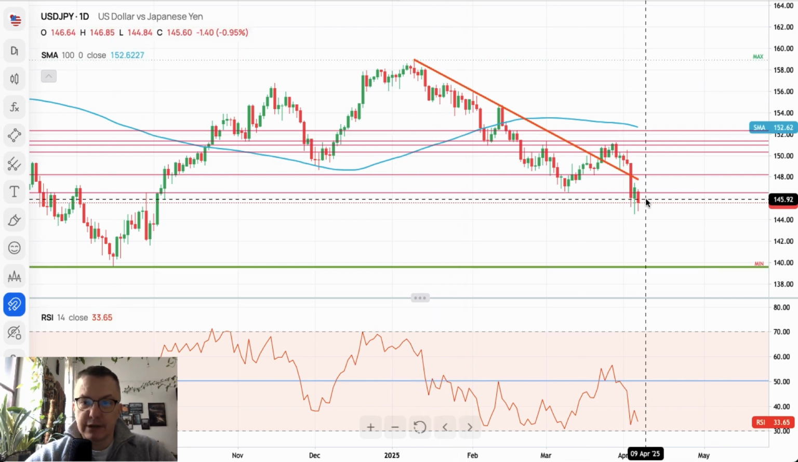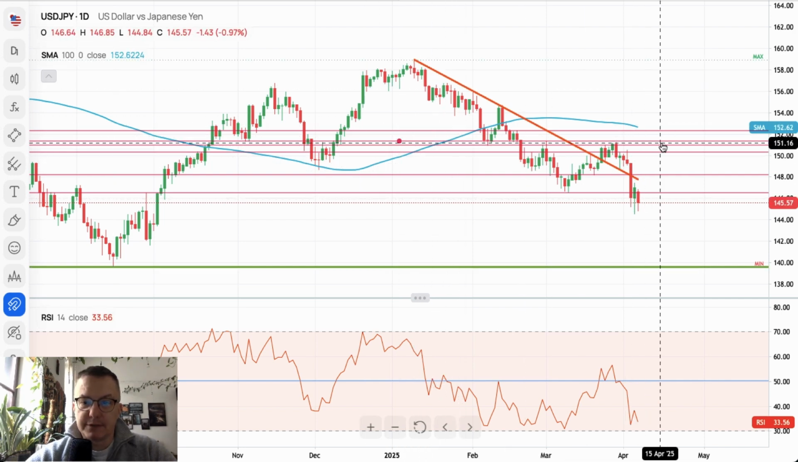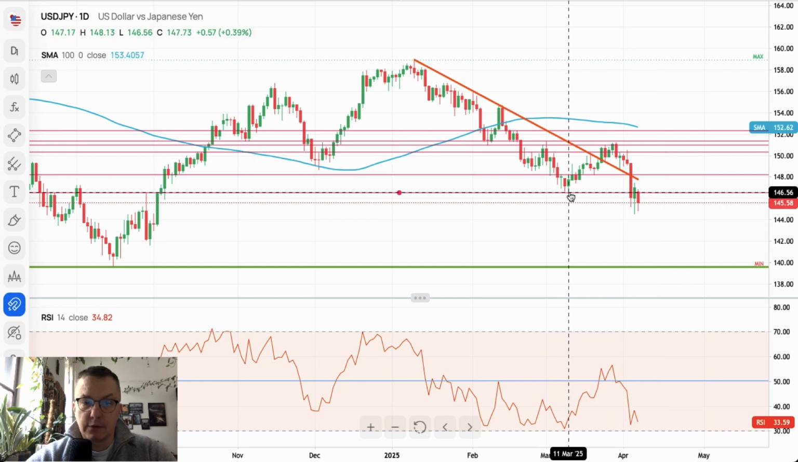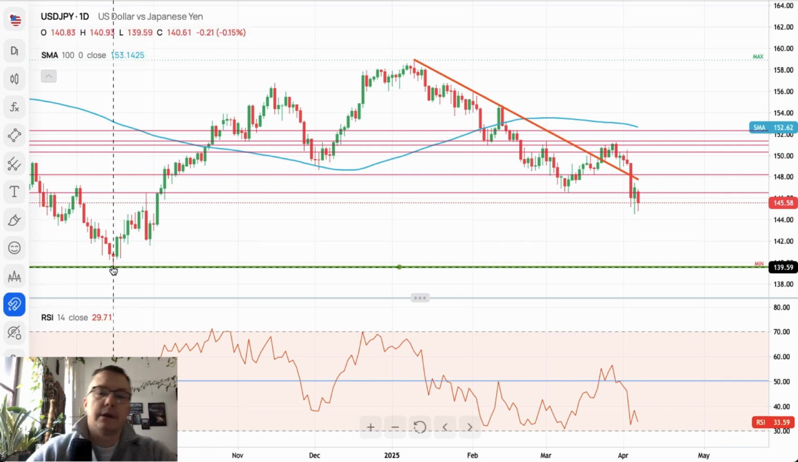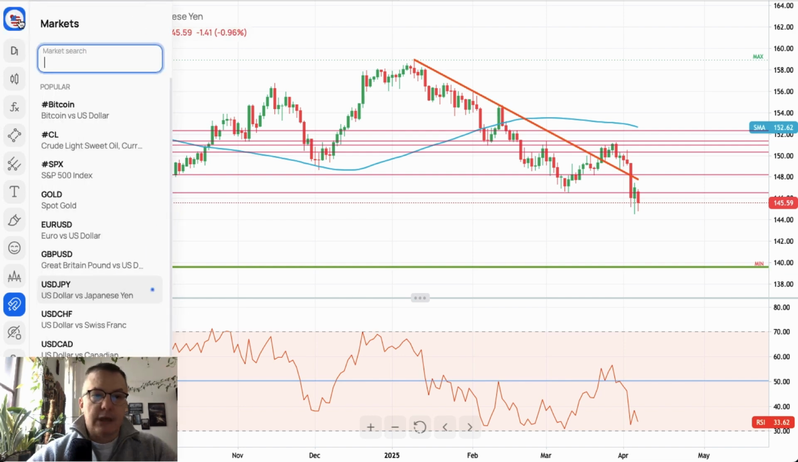We are below the trend line, below the 100 periods moving average, below the last swing low, and below the technical resistance right now as well. Minor technical support is 141.66, but it's too close to this one, so the bears might want to test the one as well. Let's take a look at the S&P 500.